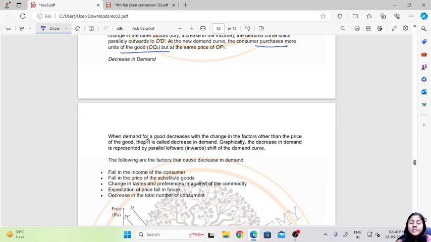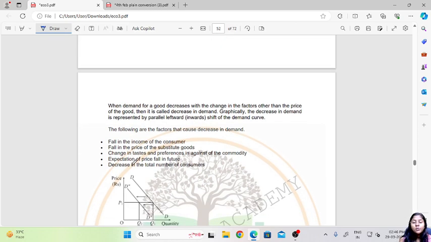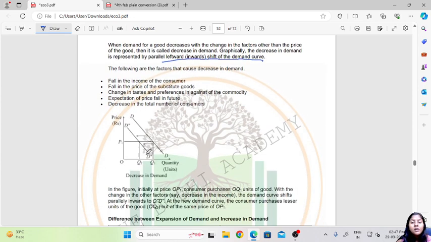Then the next is decrease in demand. So when demand for a good decreases with the change in the factors other than the price of the good, then it is called decrease in demand. Graphically, the decrease in demand is represented by a parallel leftward shift of the demand curve. So what are the different factors that cause decrease in demand? The first one is fall in income of the consumer. Then if the price of the substitute good falls, then change in taste and preferences against the commodity, then expectations of price fall in future, decrease in total number of consumers.